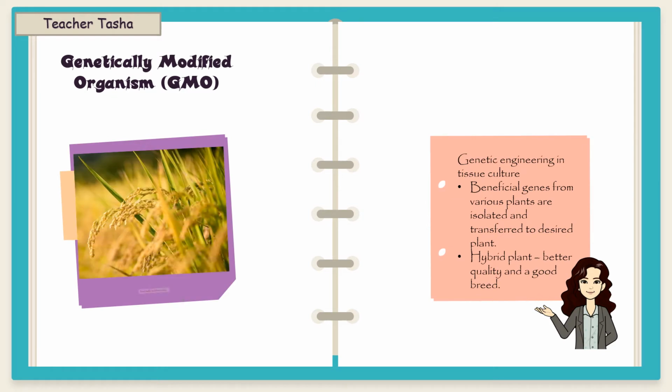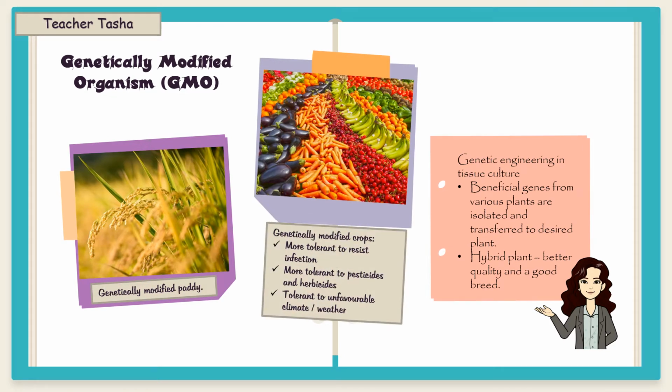When we talk about genetically modified organisms, we have animals and also plants. These plants are produced for scientific research, to make vaccines, and to produce high quality and high yield crops. Some are purely for ornamental purposes. For example, flowering plants are genetically modified for their flower color, fragrance, shape, or plant architecture. But in the field of agriculture, the genetically modified crops are usually more tolerant to infection. They are more tolerant to pesticides and herbicides. They are also more tolerant to unfavorable climate or weather.